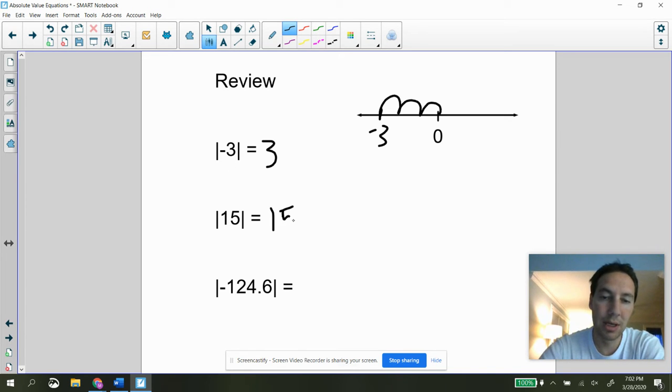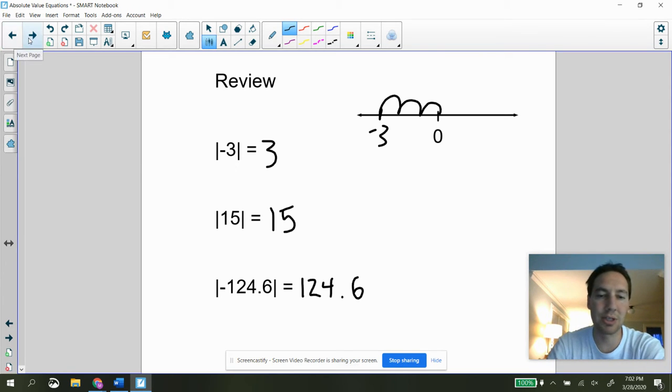So you take the absolute value of a negative, it makes it positive. If it's the absolute value of a positive, you keep it positive. So this one, I was just being kind of funny here. It's just going to be 124.6. Absolute value turns that negative into a positive.